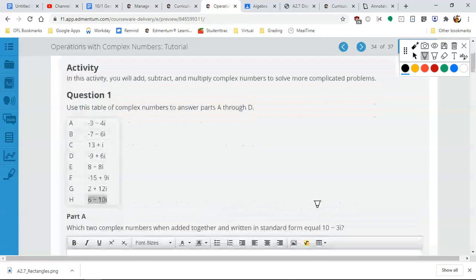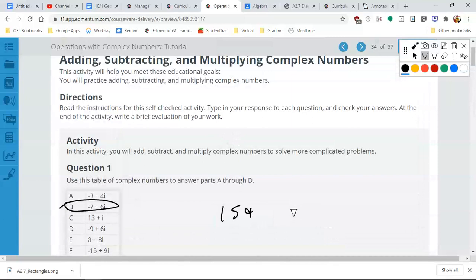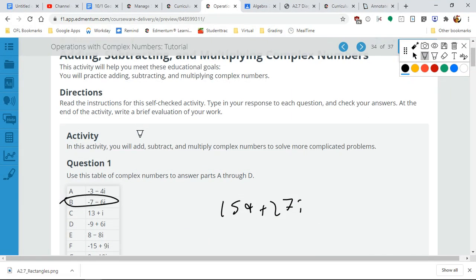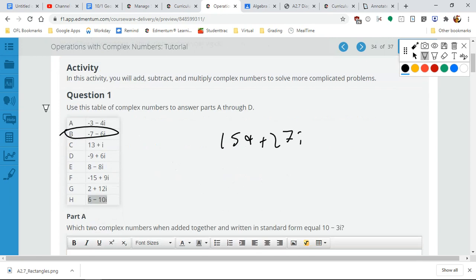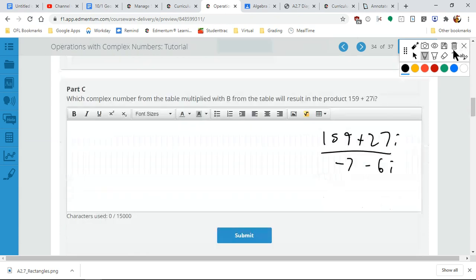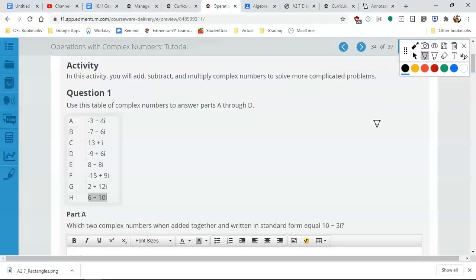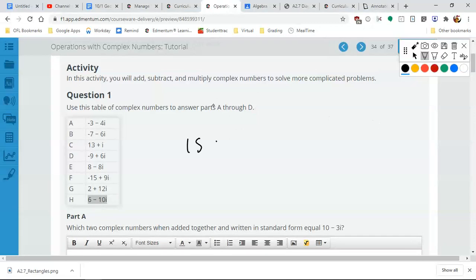Okay. So I'm looking at B, and I want to get 159 plus 27i. All right. So this one does take a little bit more work. You can't just divide it like I was doing. The reason being is I was not taking into account the i squareds canceling out.